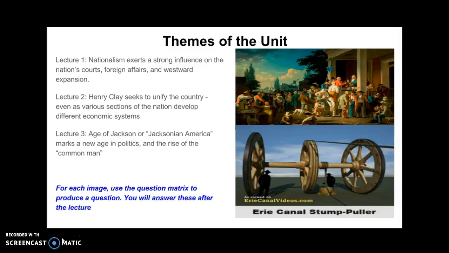So I've tried to select 2 images that I think speak to the themes that I presented to you. And so for each image, what you want to do is use the question matrix that I've provided for you, and I want you to produce a question that you think relates to the image. The image at top, you can title this the county election, and the image below, I think you could title this the Erie Canal stump puller.